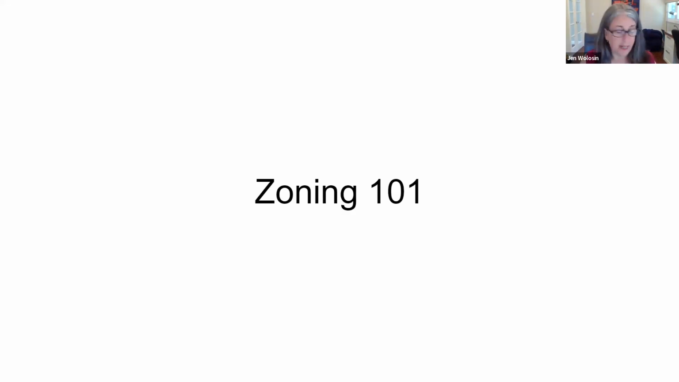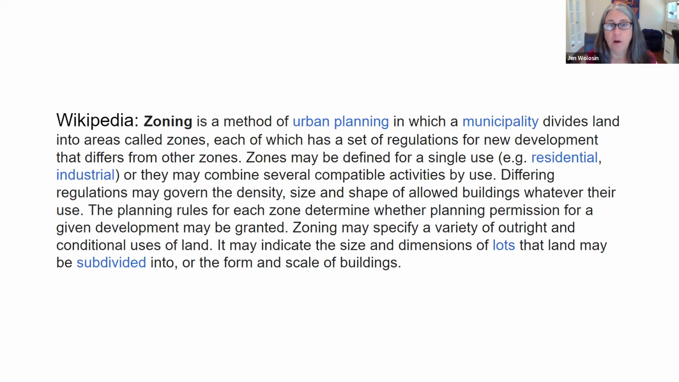And please note that I'm not a zoning expert. I'm doing my best to think about what I would want to know about zoning. So Wikipedia has a definition. It's an urban planning tool which calls for different zones within a city. And the different zones might have different regulations. Some zones might be for residential, others might be for commercial or industrial. And the regulations govern the size, the density, the shape of those buildings. It also might say what uses are permitted within each zoning district and whether those uses are permitted outright or conditionally.